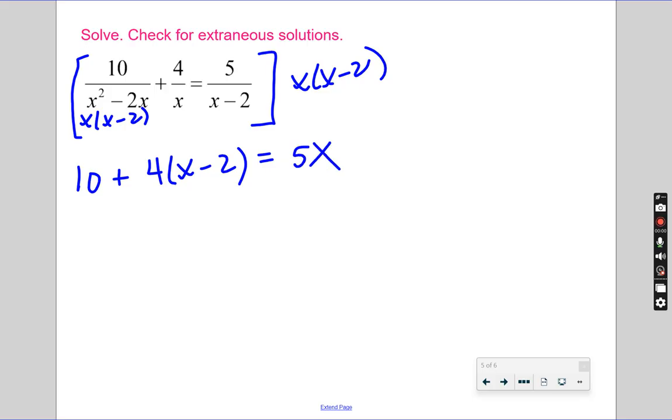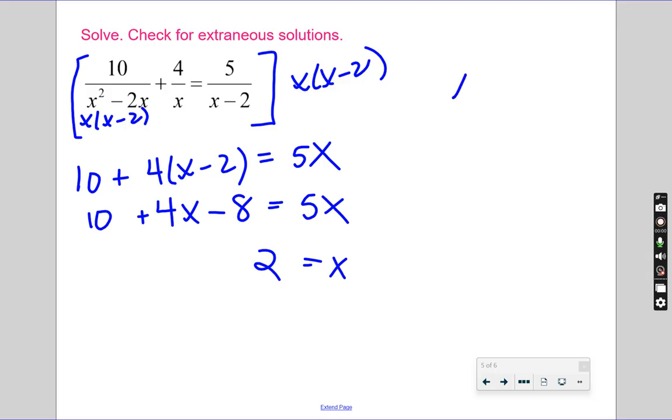Over here I get 5x. So this is 4x minus 8. What am I going to get? 2, yeah. X over here equals 2. What are my excluded values? 0. 2 and 0. Okay, so another no solutions. No solution, no solutions. Which one?